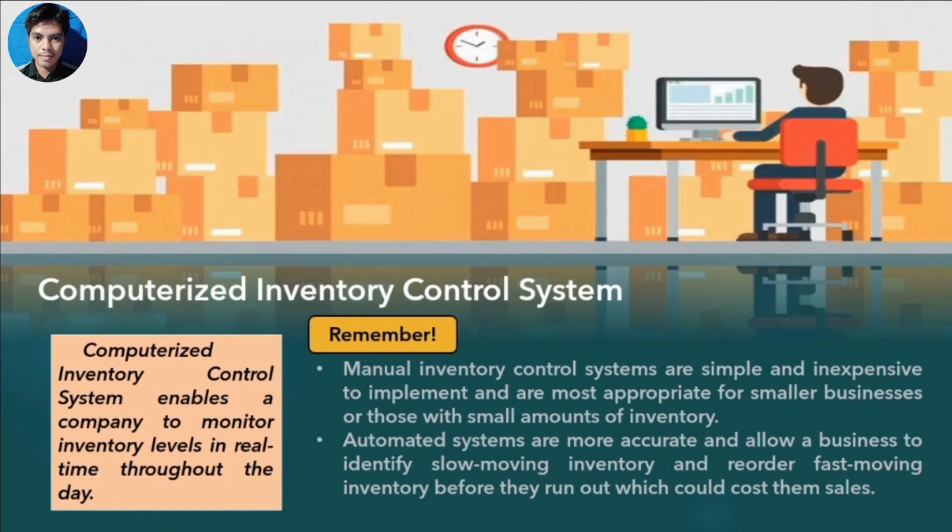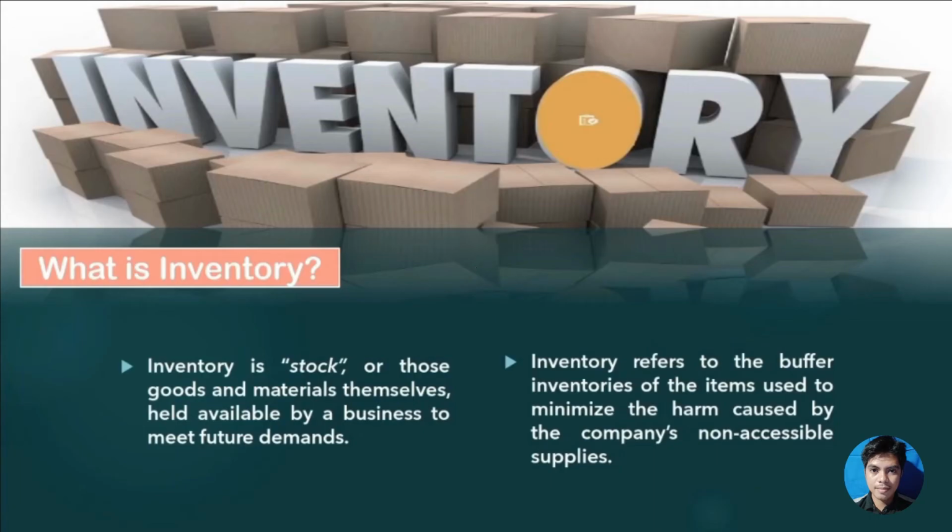But what is an inventory to begin with? What is the role of inventory in a business? That brings us to our next slide with a query, what is inventory? So by definition, inventory is stock, or those goods and materials held available by a business to meet future demands. Inventory refers to the buffer inventories of the items used to minimize harm caused by the company's non-accessible supplies.